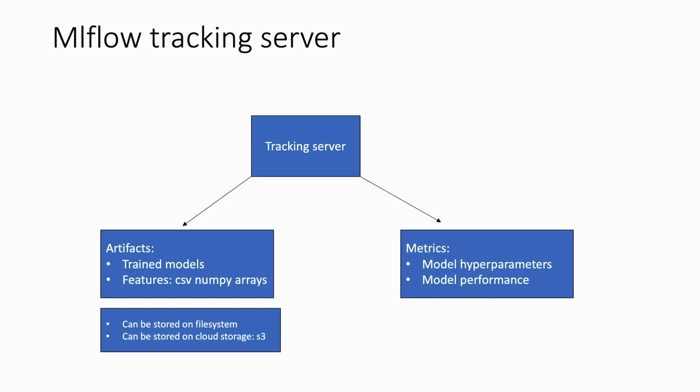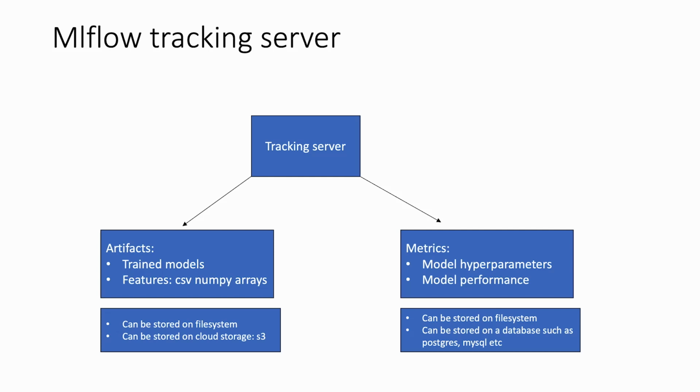We can configure either local storage to store artifacts or cloud storage such as S3. Similarly, we can log the parameters and metrics to a file system or relational databases such as Postgres. For our discussion, we will provision an S3 storage for artifacts and a Postgres server for logging metrics and parameters.